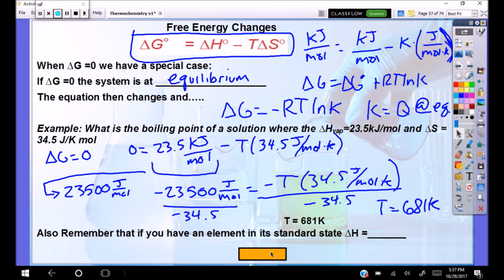We just have to remember this is the key here, that delta G equals 0 at equilibrium, and then we can solve. Also remember that if you have elements in the standard state, delta H is equal to 0 kilojoules per mole. That will also help us kind of shortcut our way through some of these problems that we're doing today.